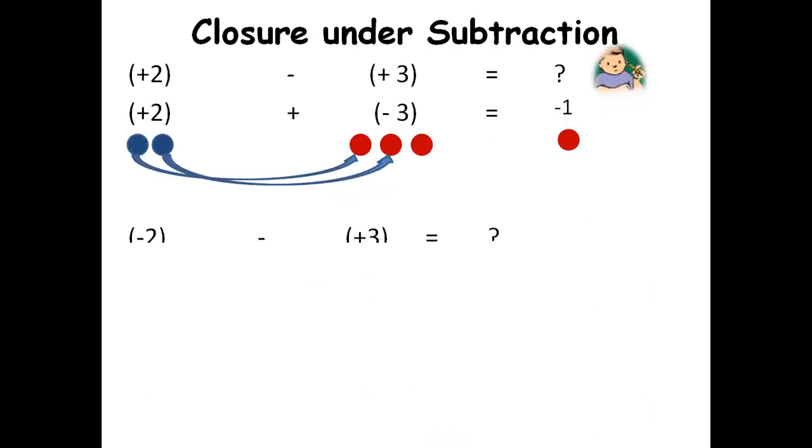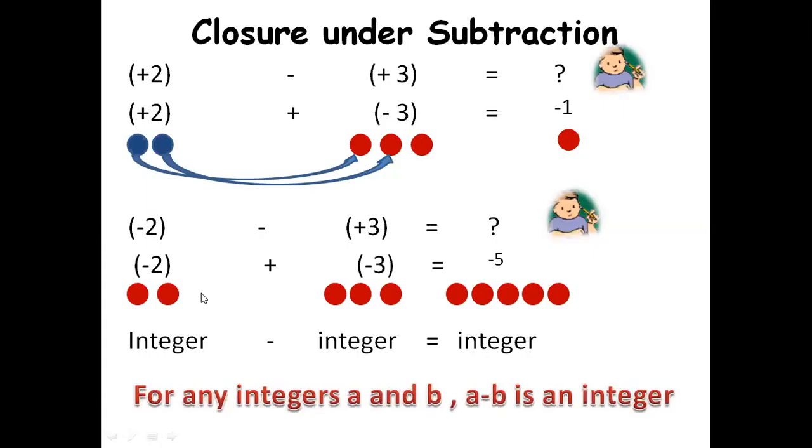Let us go for closure property under subtraction. See the first example, +2 minus +3. +3 you have to subtract from +2. So what is the answer? While subtracting, you have to change the sign of the number to be subtracted and then add. So change the sign of +3, that becomes -3, then add. Now it becomes +2 plus -3.